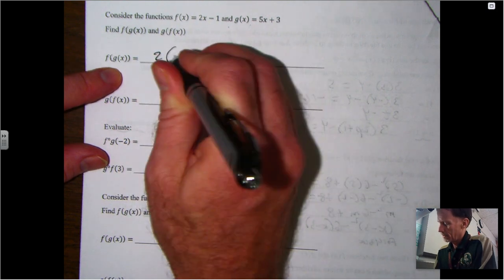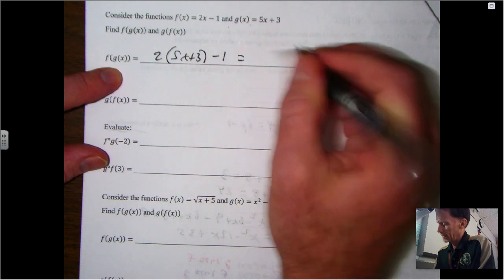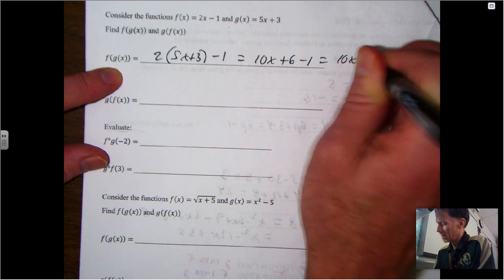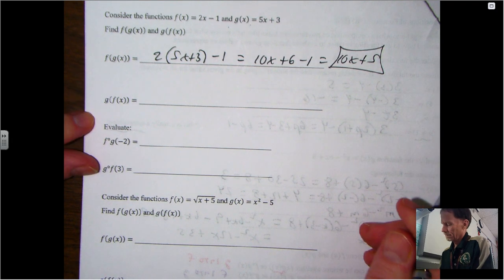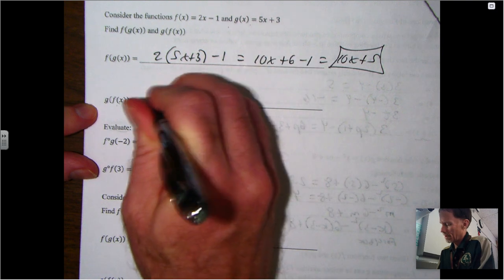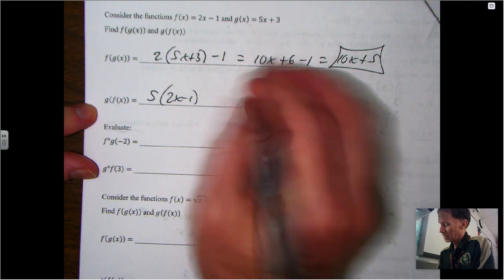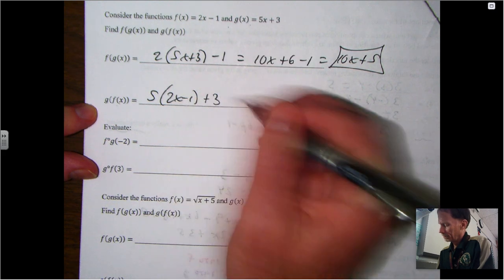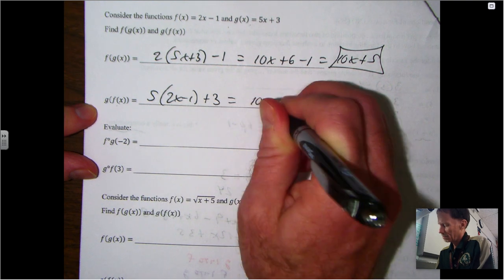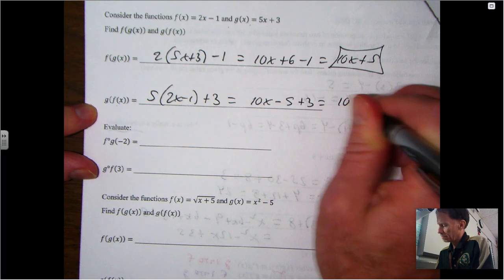So we have 2 parentheses, 5x plus 3. Always use parentheses. And again, and then just clean it up. 10x plus 6 minus 1, so it's going to be 10x plus 5. And then g at f of x, so f into g, so that's going to be 5 times 2x minus 1 plus 3. And then again, clean that up, so we got 10x minus 5 plus 3, 10x minus 2.